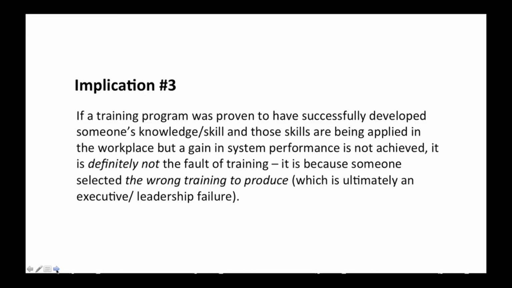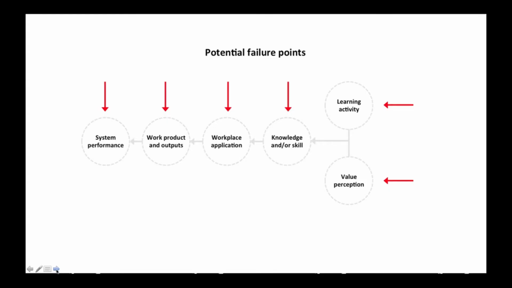If a training program was proven to have successfully developed someone's knowledge and skill, and those skills are being applied in the workplace, but again, system performance is not achieved, it is definitely not the fault of training. It is because someone selected the wrong training to produce. Okay? Which is ultimately an executive leadership failure.